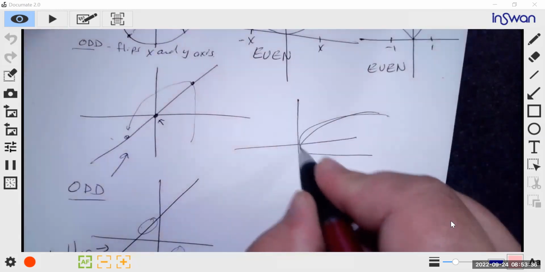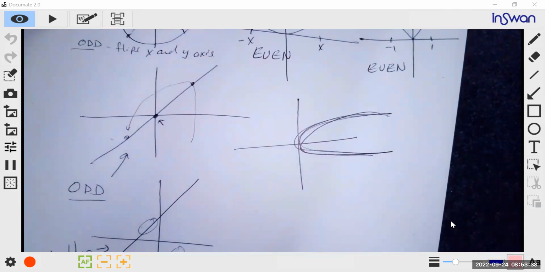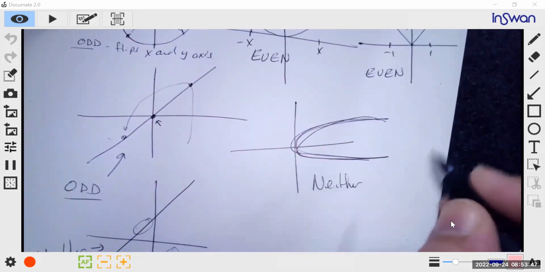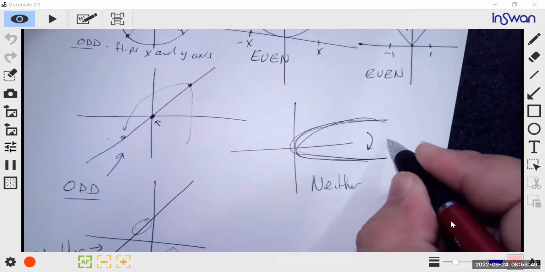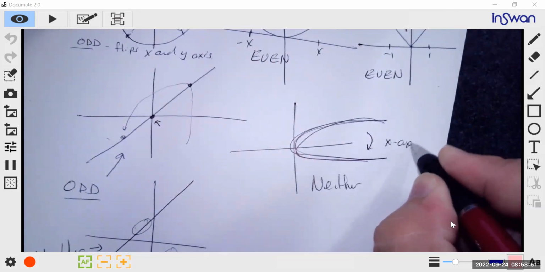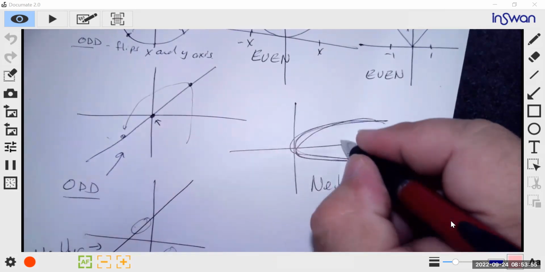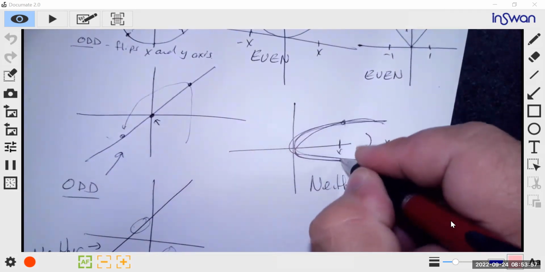And this last one, hyperbola. Is it symmetric? Not a function. It's not a function. It's neither. But it is symmetric about the x-axis, because for any one x you give me, I have two values of y.